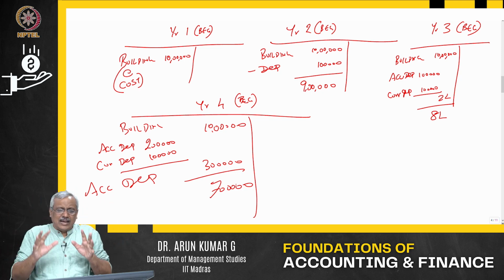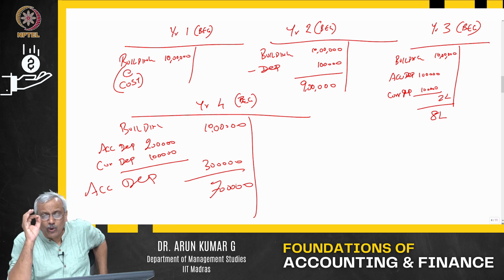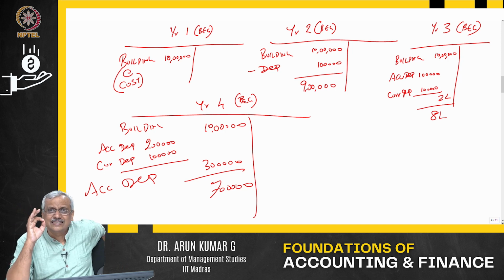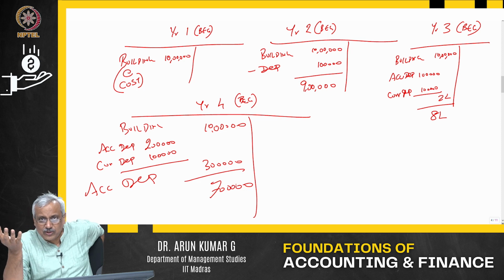So, what is it? The asset is always shown at cost. At cost means the original purchase value. The asset is always shown at the original purchase value minus all the accumulated depreciation, that is depreciation on the asset charged from the day it is purchased till today. Once you reduce the accumulated depreciation, the net value is what you call the value of the building out there.